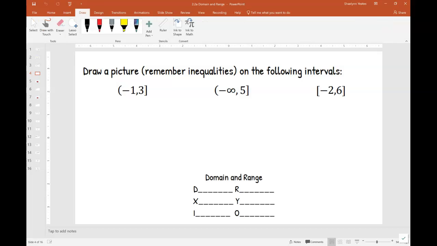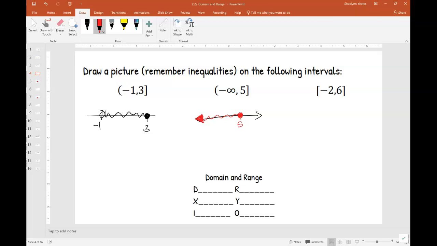So if I have something that's from -1 to 3, that would mean an open circle on -1, going all the way to 3, which would have a closed circle, which means included, and it'd be everything in between, right? If I had something from -infinity to 5, I would have an arrow from -infinity all the way to 5, which would have a closed circle, and that would be that inequality.